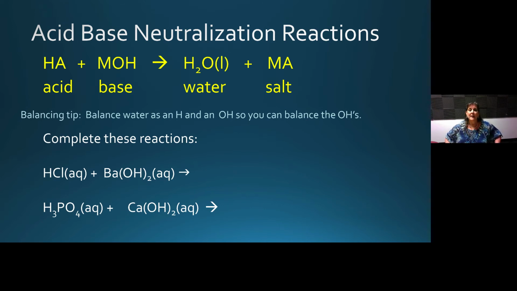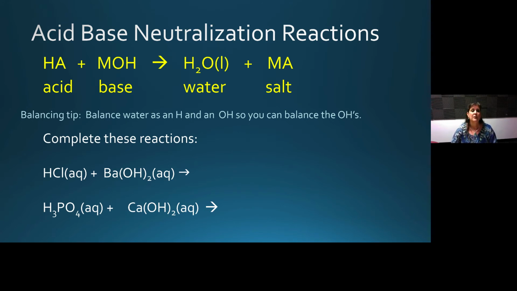Now, balancing tip. For the water, when we balance it, we're going to pretend instead of H2O, it's HOH. And then we can balance the hydroxides on both sides because we want to balance polyatomic ions when we can as a group. So let's look at our 2 examples.